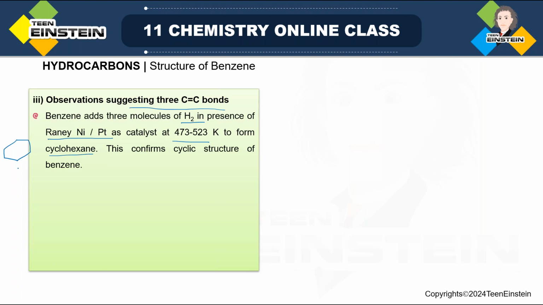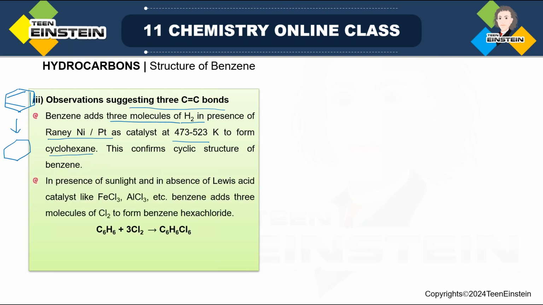That means if this is your product, the initial substrate, and per mole of benzene there are 3 moles of H2, or in terms of molecules, 1 molecule of benzene requires 3 molecules of H2. That means there must be 3 CC double bonds. Otherwise, why is the ratio 1:3? So this type of CC double bonds must be present. So this is again confirming the cyclic structure of benzene.